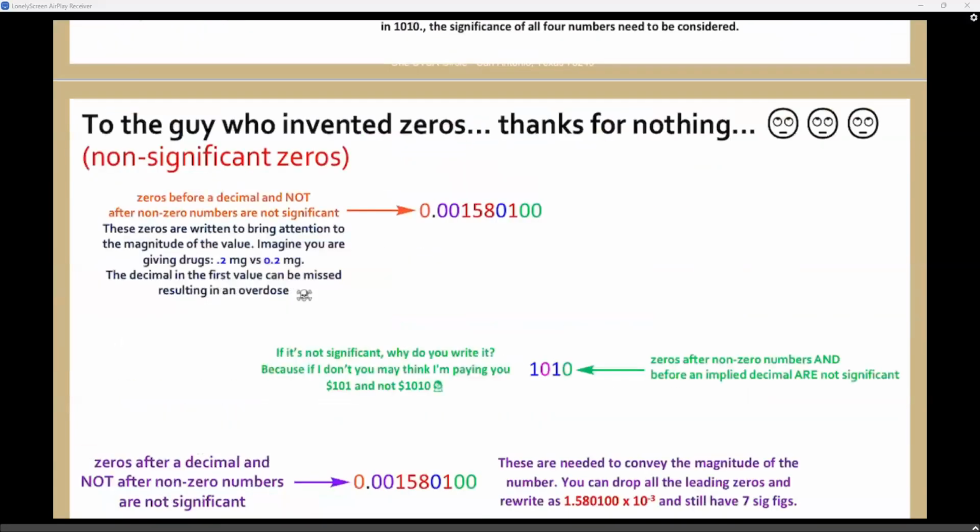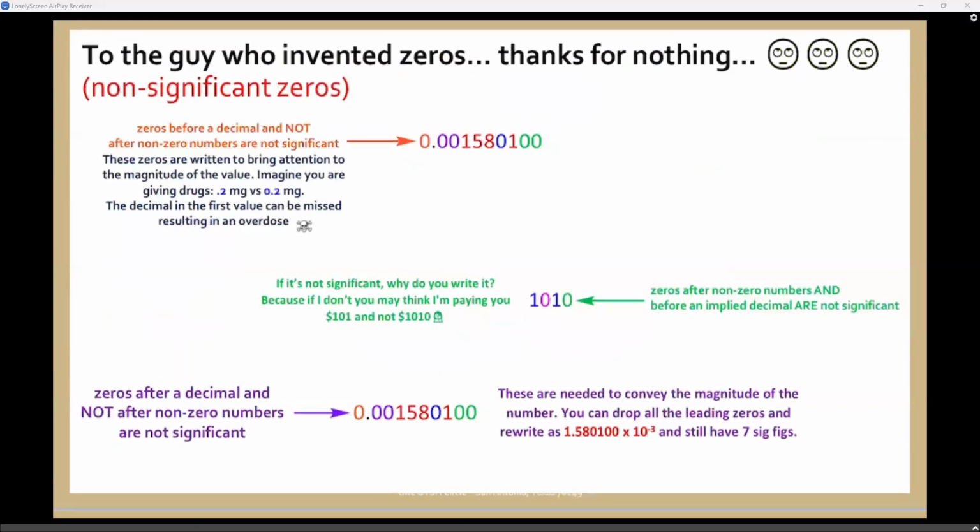So what zeros are non-significant? Zeros before a written decimal. Okay, why do we write these zeros? Well, there's actually a really good reason. First of all, it's MLA and APA format, but it's to bring your attention to the decimal. For example, if you're working and dispensing drugs and you misread this 0.2 mg as just 2 milligrams, you may overdose your patient. And so we write the zero to bring attention to the decimal, okay?